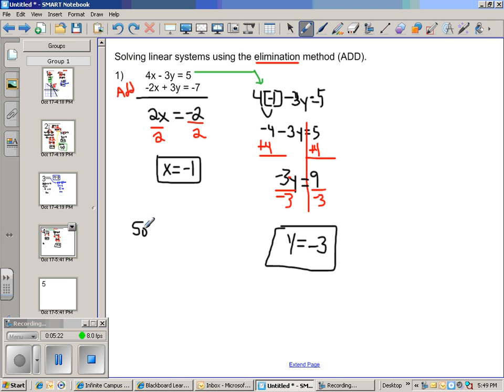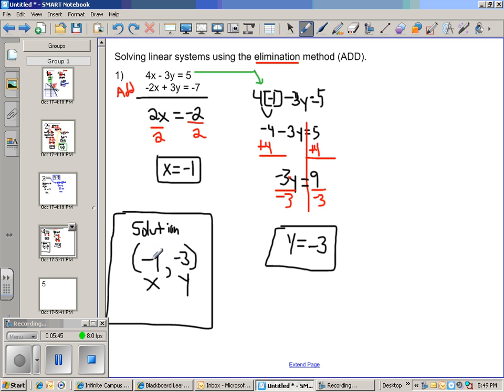So now we're going to take that and write out our solution to the linear system as an ordered pair. Every time you write out an ordered pair, we always write x first, and then we write y. And our solution is the ordered pair negative 1, negative 3. Now, you should go back and test negative 1, plug in for x, negative 3, plug in for y. When you reduce the top equation, you should get 5. When you plug in x and y for the bottom equation, you should get negative 7.